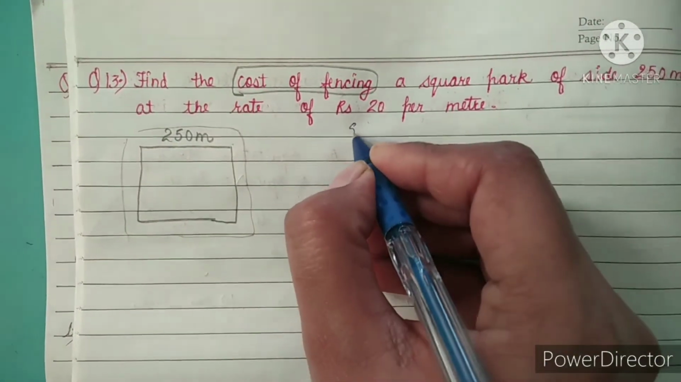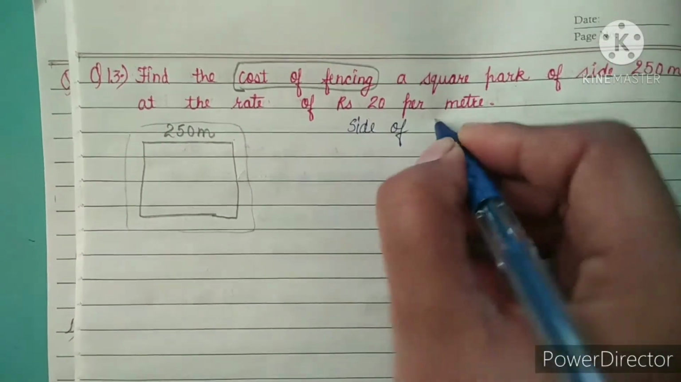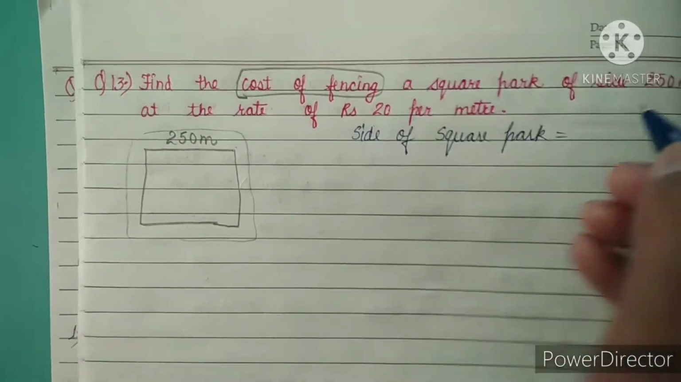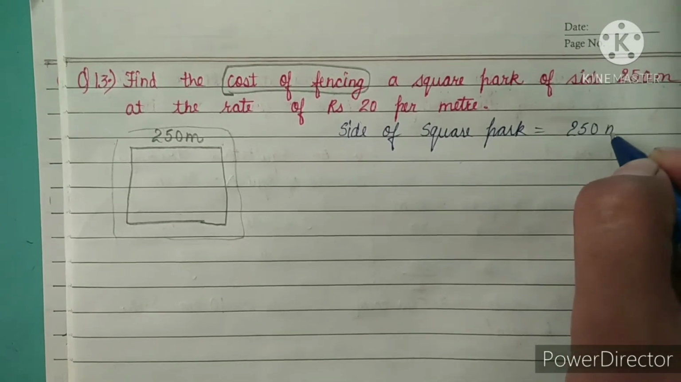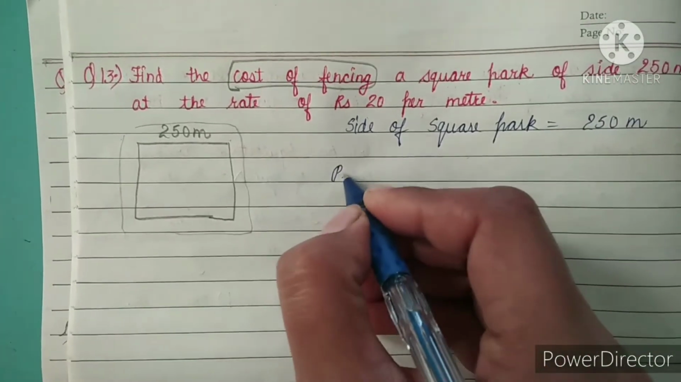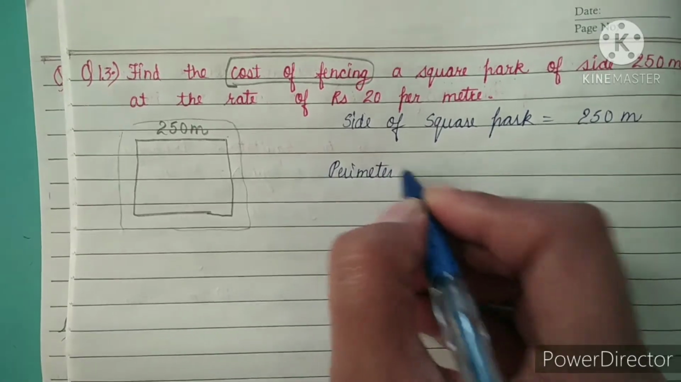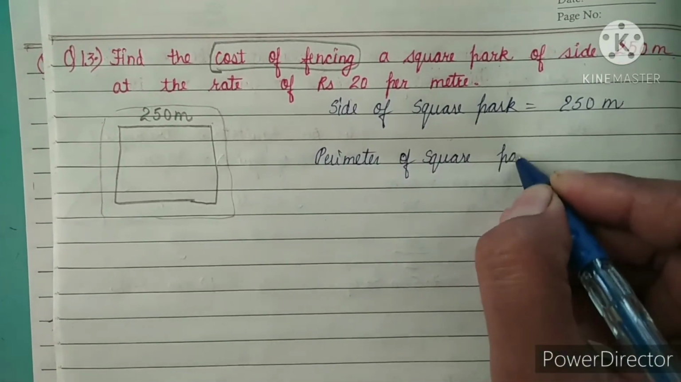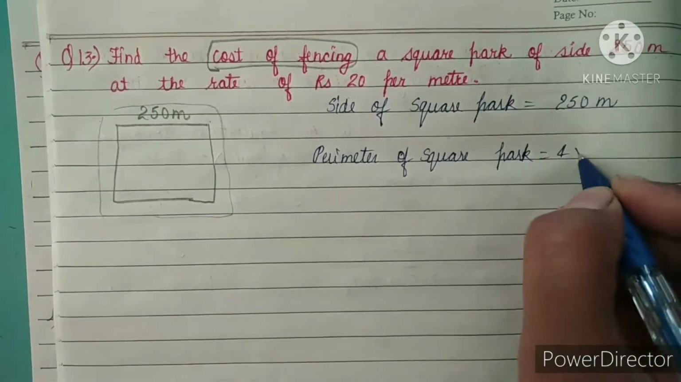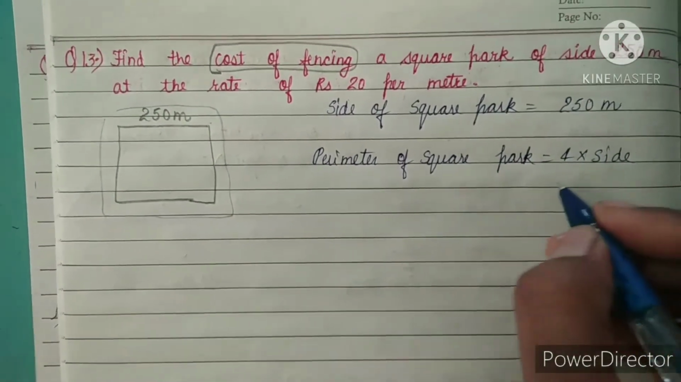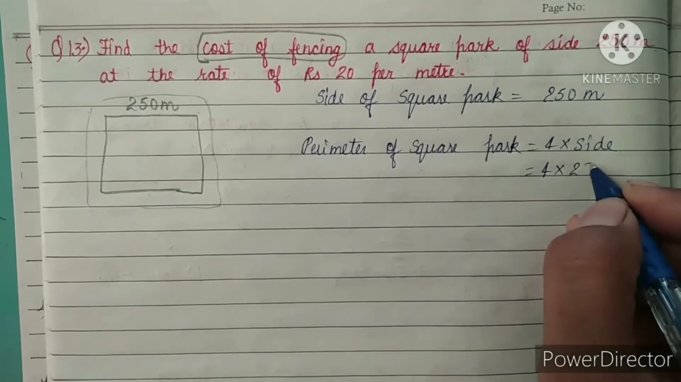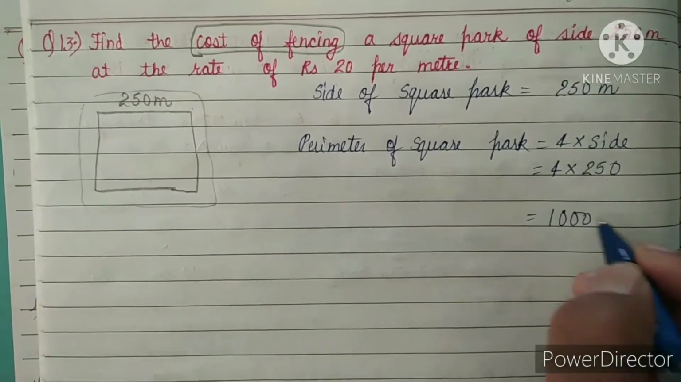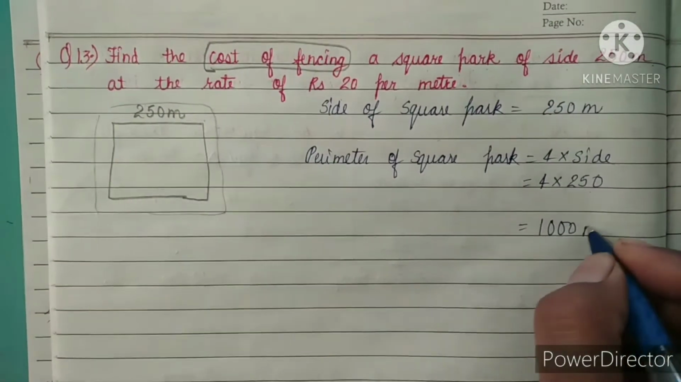Already given here, the side of the square park is 250 meter. So the perimeter of the square park is 4 into side. So this 4 will multiply 250, and when we multiply 4 and 250 we will get 1000, and the unit will be meter.